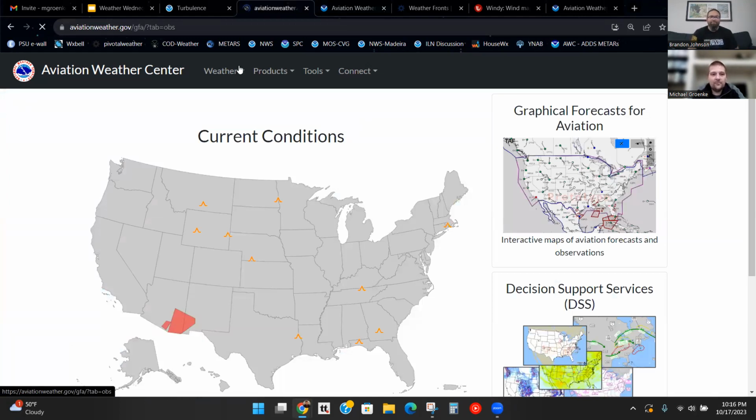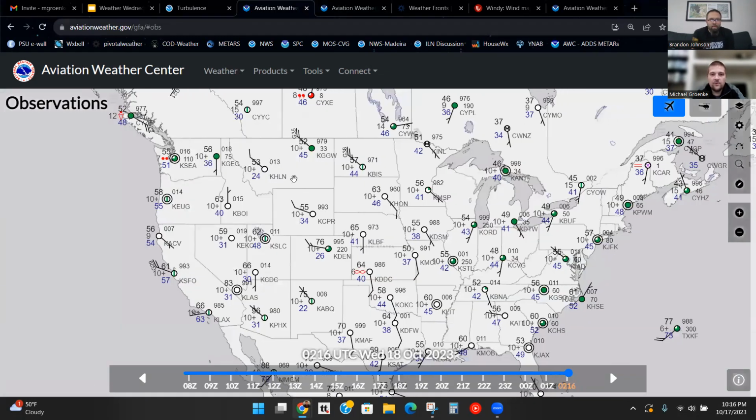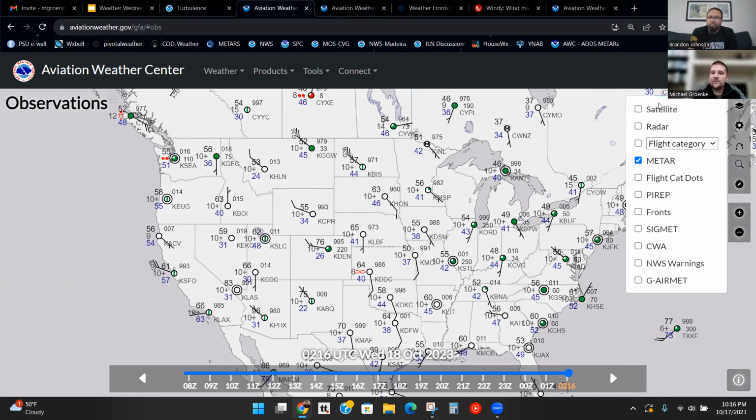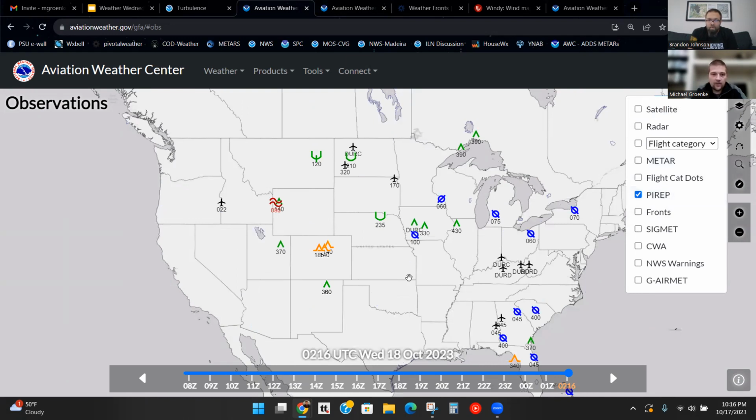All right, I'm going to pull up the pilot reports real fast. So actually, I think if you just go to the observations in general, you just got to go over here. There's this. It used to be there were different menus you could go through on here to figure out what you want. Now there's just this little layers thing, and you can put on as much stuff as you want. So I put on the PIREPs. Oh, that's cool.